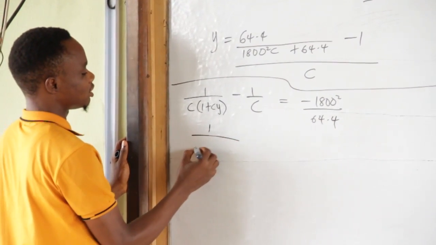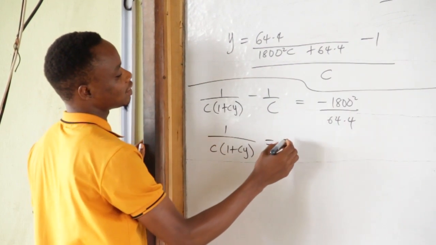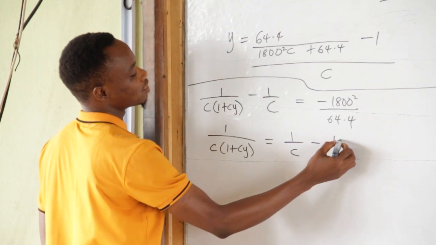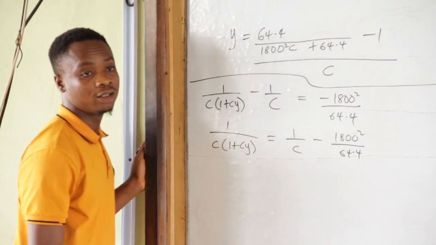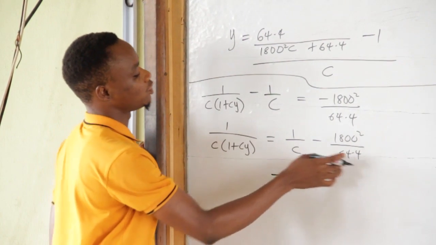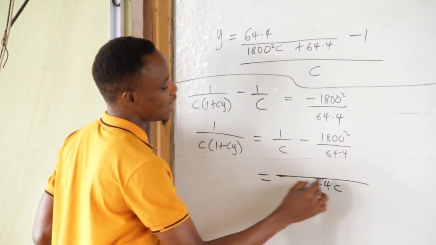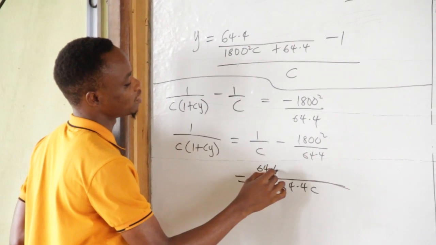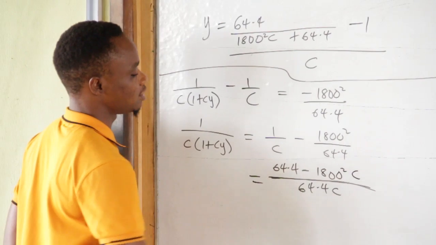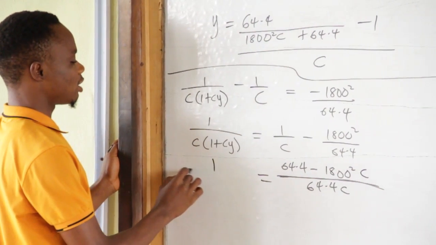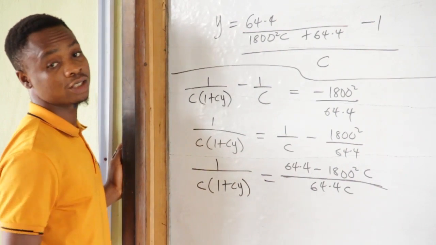So 1 over c into 1 plus cy is going to be equal to, when you move c to that side, 1 over c minus 1800 squared over 64.4. Is that clear? So I can put these two together. When I do that, I have 64.4 minus 1800 squared c over 64.4c. Is it clear? This is 1 over c into 1 plus cy. Do you understand what I'm doing?